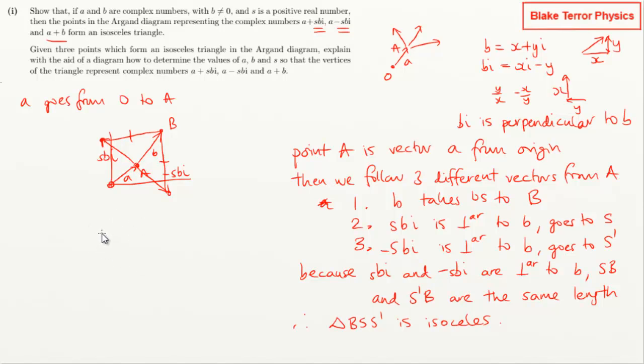Right, so if I've got this set up, then we get this triangle, and we want to explain with the aid of a diagram. So okay, 1, identify the sides of equal length.